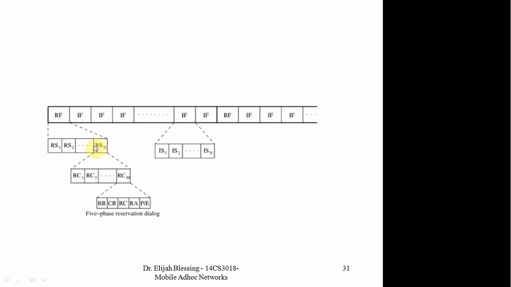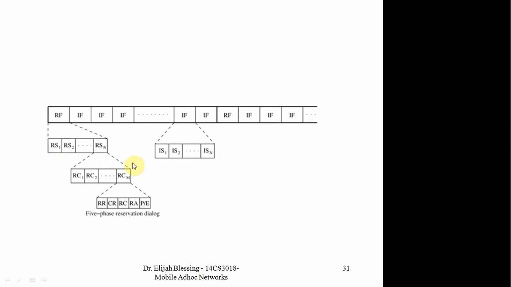So that means if you are able to block one for your node, let's say the RS1 slot, if the first node takes the reservation in RS1, that means it can send during the IS1 slot. Are you getting what I'm saying? Let's assume the Xth node blocks RS2, that means the Xth node can send the information in the IS2 slot.